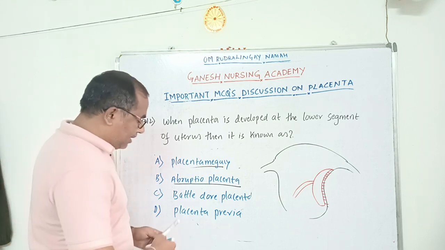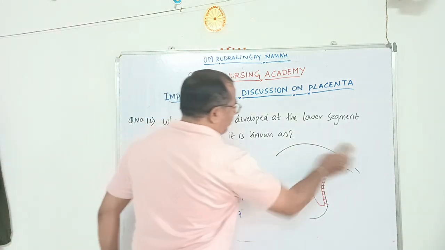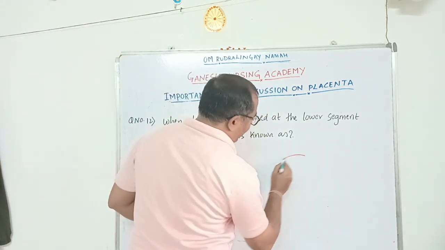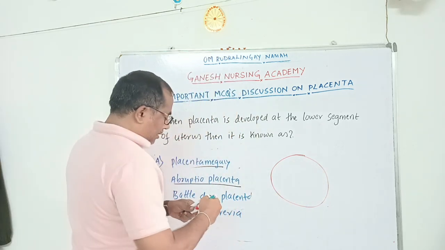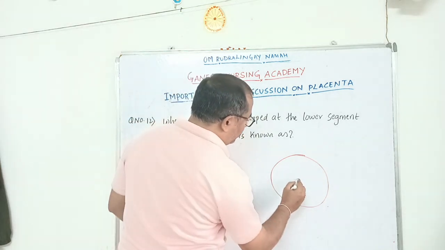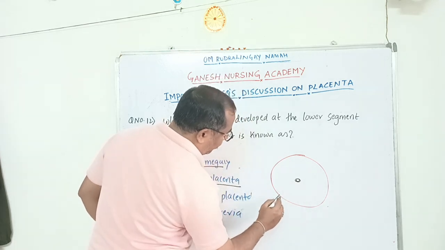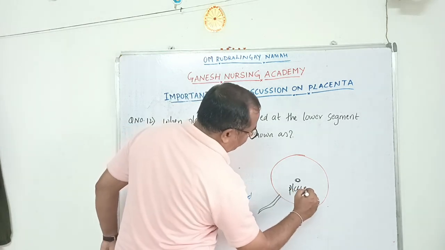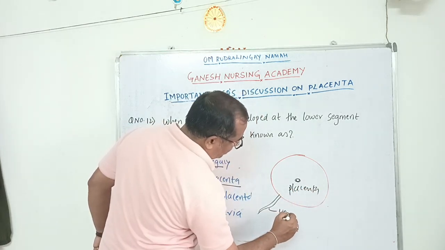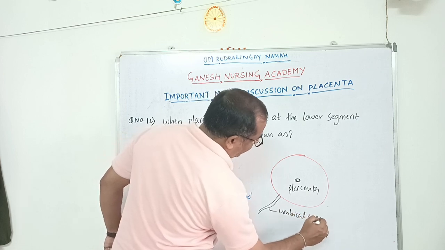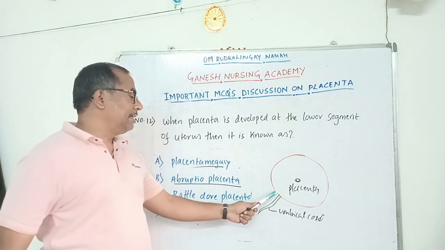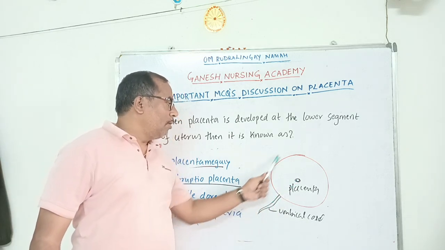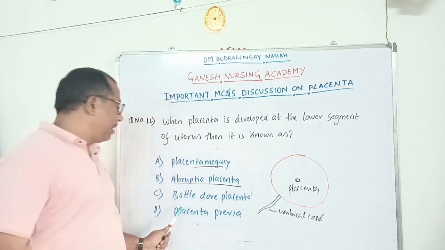And what is battledore placenta? Battledore placenta is an abnormal placenta. This is the placenta, and this is the umbilical cord. The umbilical cord should attach at the center of the placenta. When the umbilical cord is attached to the margin of the placenta, it is called a battledore placenta.